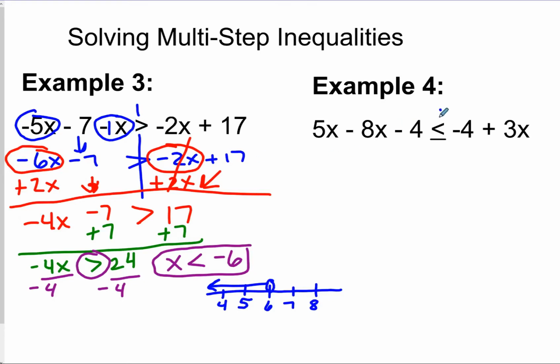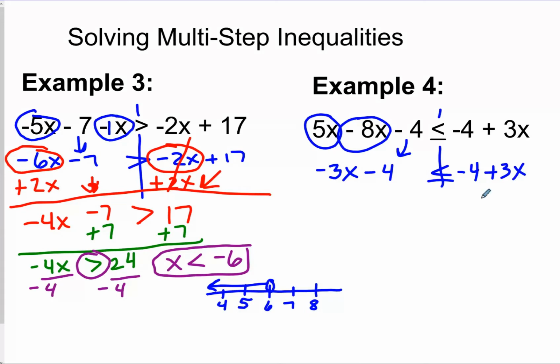So our first step in example 4 is to check the left side. Are there any parentheses? No. Are there any like terms? Yes. So we're going to have 5x and negative 8x. Same side combine. So 5 minus 8 is negative 3. Their variable is x. And I'm going to drop down the negative 4. And I'm going to check the right side. Are there any parentheses? Are there any like terms? Since we answered no to both, we're just going to drop down both terms.